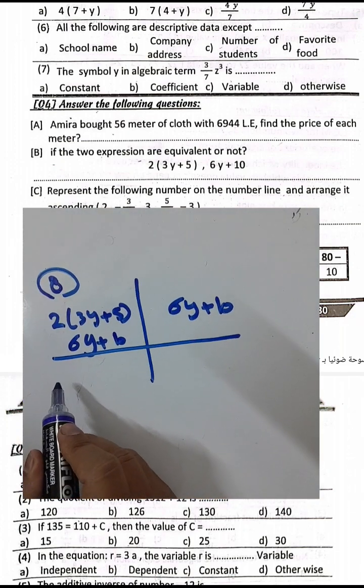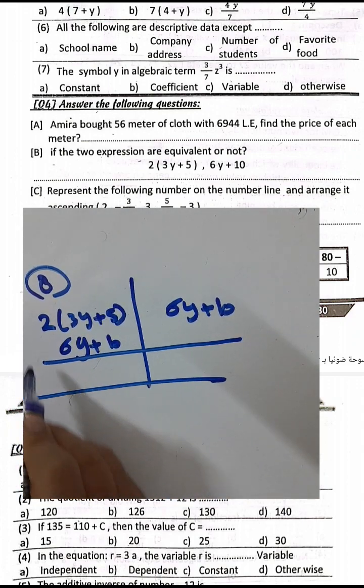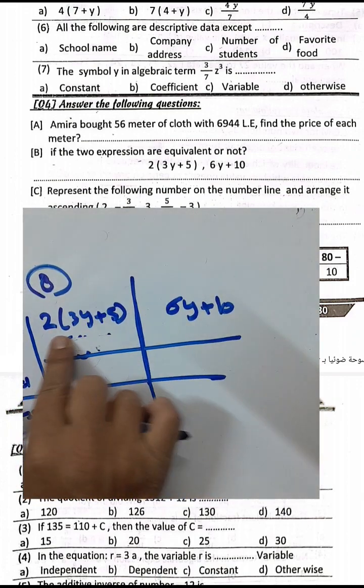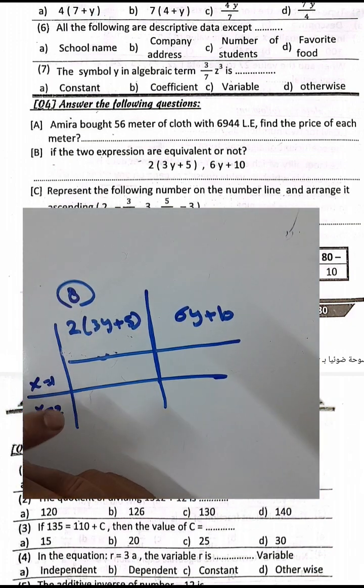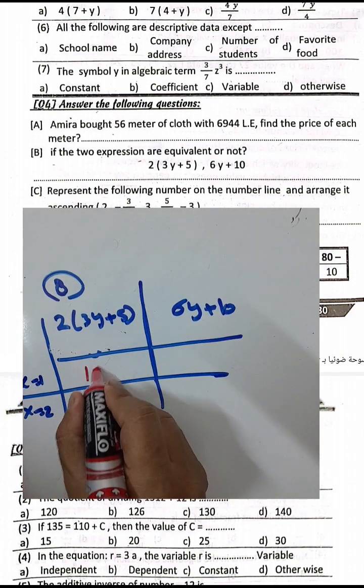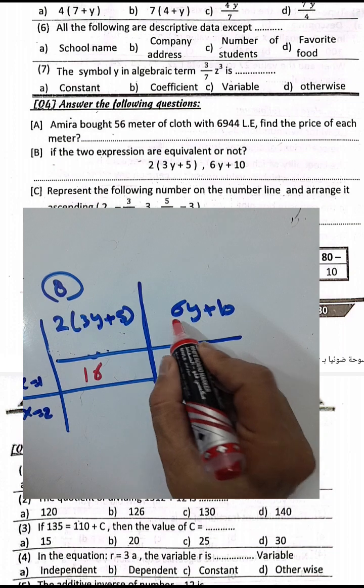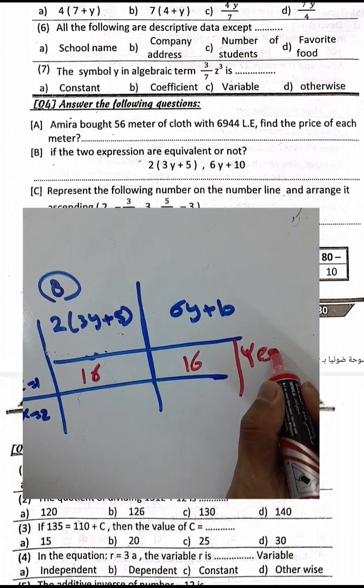Or by substitution, put x equal 1 and x equal 2 into the expressions. It's another solution. Put x equal 1 here: 3 times 1 equals 3, plus 5 equals 8, 8 times 2 is 16. Put x equal 1 in the second: 6 times 1 equals 6, 6 plus 10 equals 16. Yes, it will be equivalent.